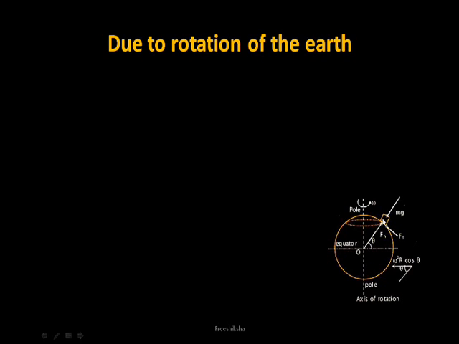Now because the earth is rotating, there is some effect on the acceleration due to gravity because some centripetal force is also acting in this picture. See, the earth is rotating and hence there is a centripetal force acting on this object which is placed on the earth. Now we will take that into consideration also. Previously we had not taken that into consideration.